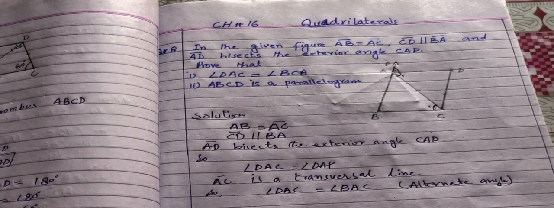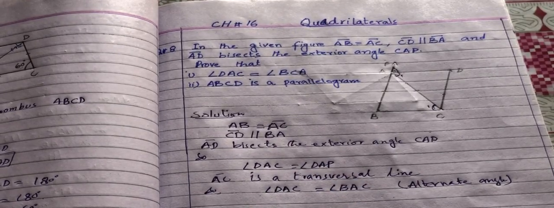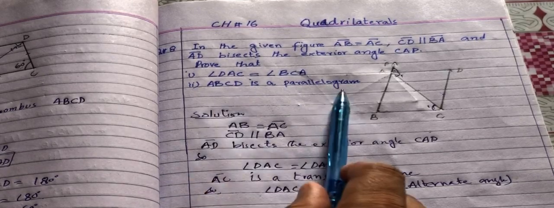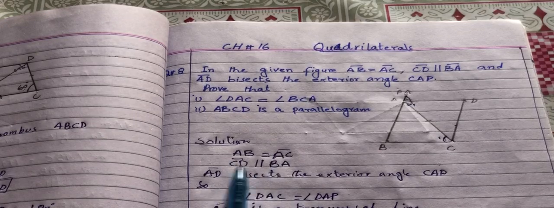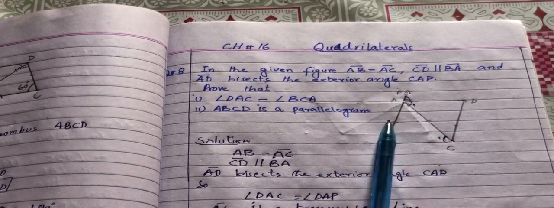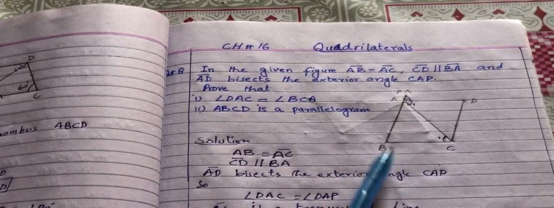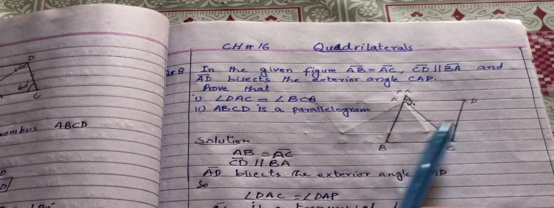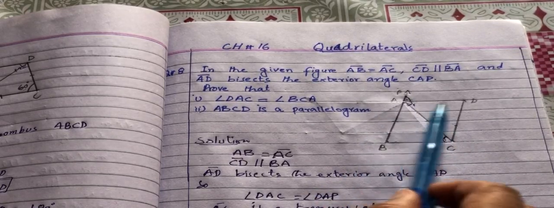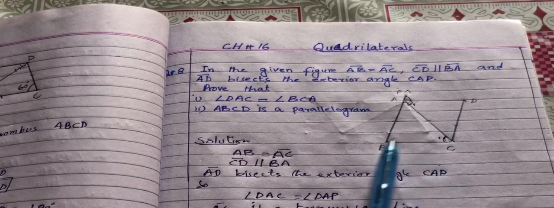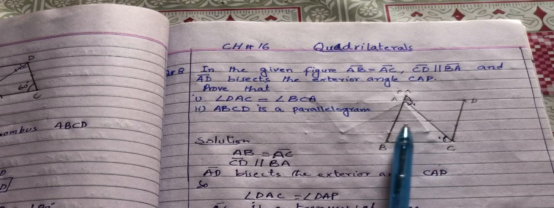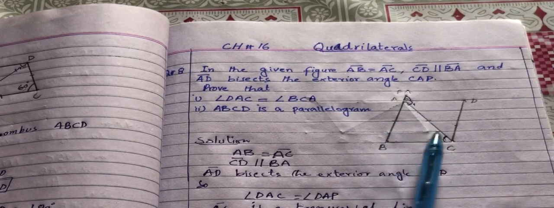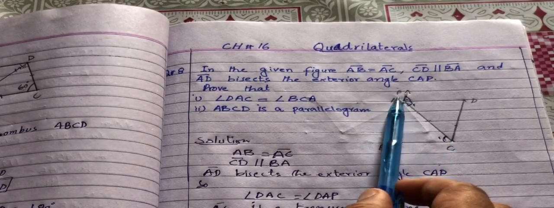Now second part, we have to prove that ABCD is a parallelogram. So in this figure, as we have CD is parallel to BA, so CD and BA are parallel to each other and their distance in between is always equal, as we have learned that two parallel lines have equal distance between them, so their distance is always equal. So BC is equal to AD.